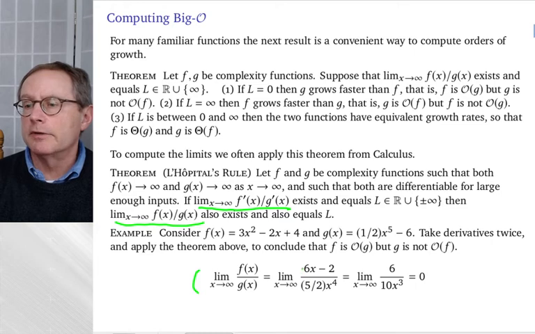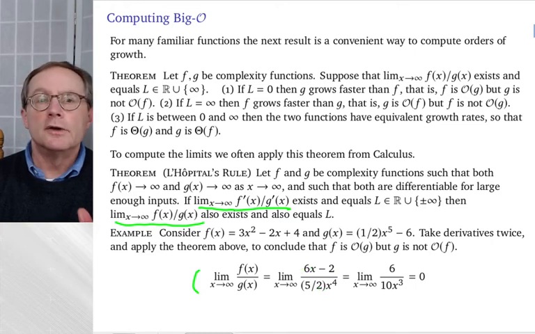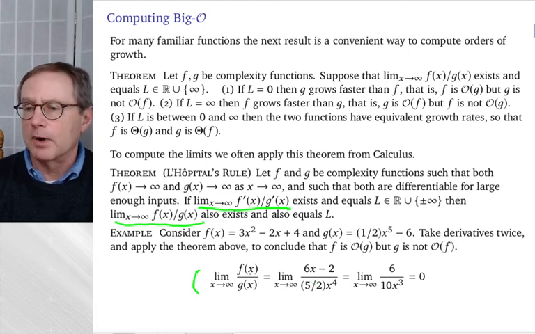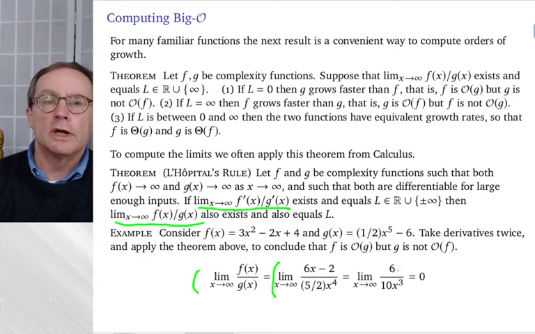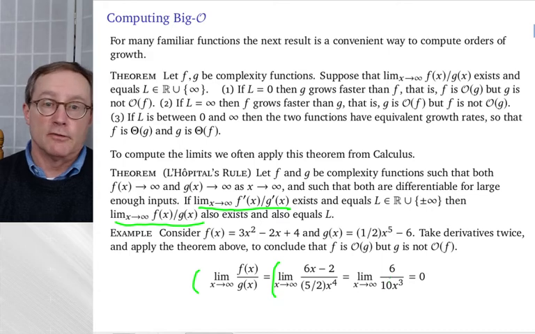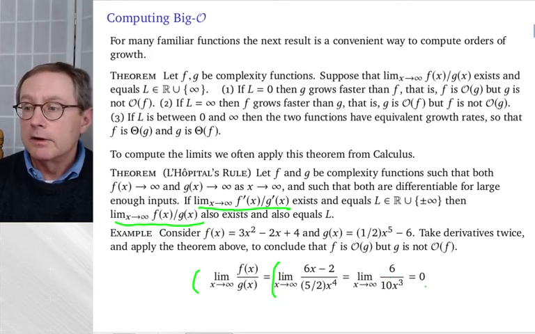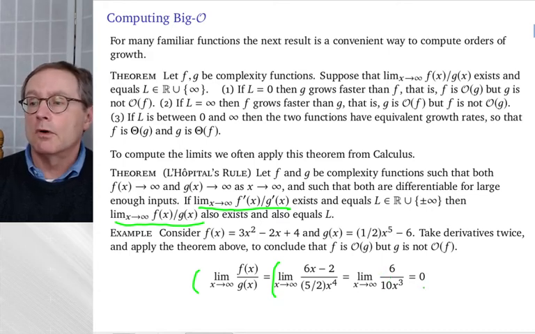When you take the derivative, you get 6x minus 2 over 5/2 x to the 4th, another infinity over infinity limit. But you've seen the trick now. What you do is you take the derivatives there. Derivative of 6x minus 2, derivative of 5/2 x to the 4th, and now this is no longer an infinity over infinity limit. It is now a 6 over infinity limit, and a 6 over infinity limit is very easy, 0. The overall conclusion here is that the denominator dominated.